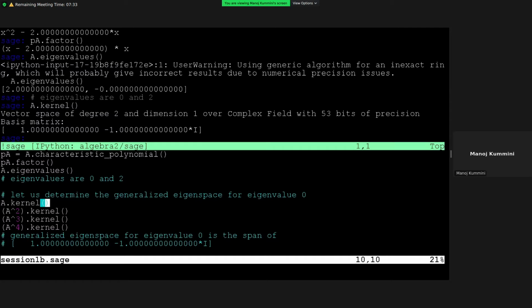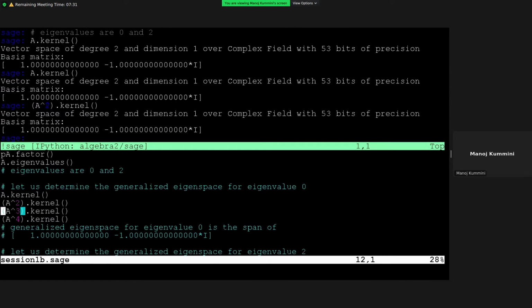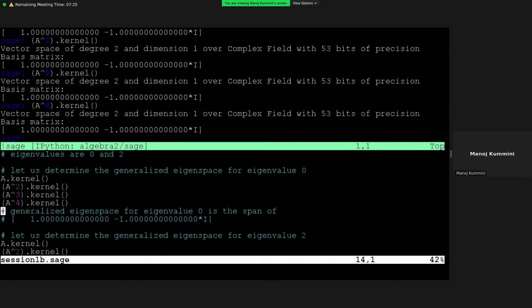I'm going to do this in the most inefficient way I can think of, which is to compute the kernel of A squared, kernel of A cubed, kernel of A to the 4th, and at some point we conclude. So what is it saying? It is saying the kernel of A to the 4th is a vector space of degree 2, which just means it has 2 entries. It is a subspace of C2 of dimension 1, a one-dimensional subspace of C2, over the complex field. Sorry, this also uses 53 bits of precision.